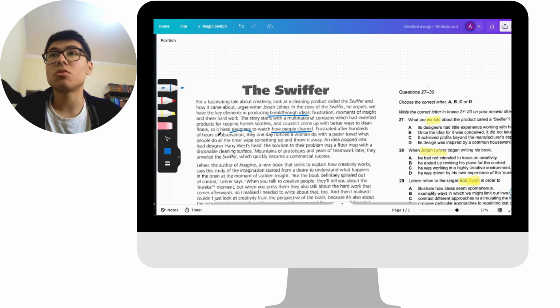Frustrated after hundreds of hours of observation, after they watched how people cleaned their house, like after watching hundreds of hours, what happened? Then one day they noticed a woman do with a paper towel what people do all the time: wipe something up and throw it away. An idea popped into lead designer Harry West's head. The solution to their problem was a floor mop.